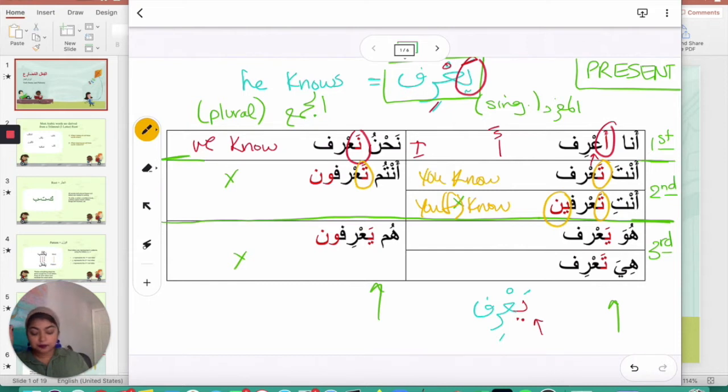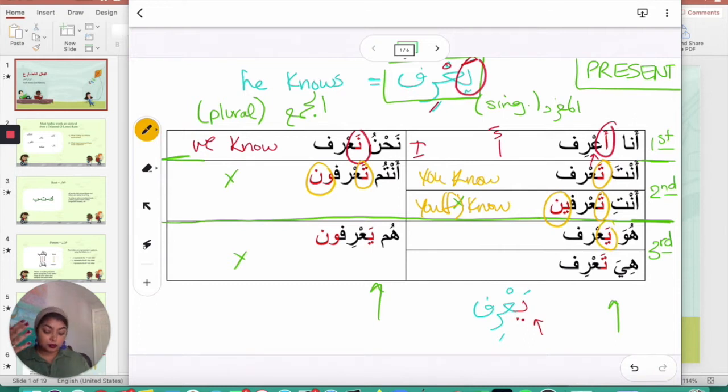أنتم, same thing. We start with the ta, but because it's plural, or it's more than one person. Remember, when we have the plural in verbs, we add waw nun. Okay, so أنتم تعرفون. So we start with the ta, we just add the waw nun. أنتم تعرفون.